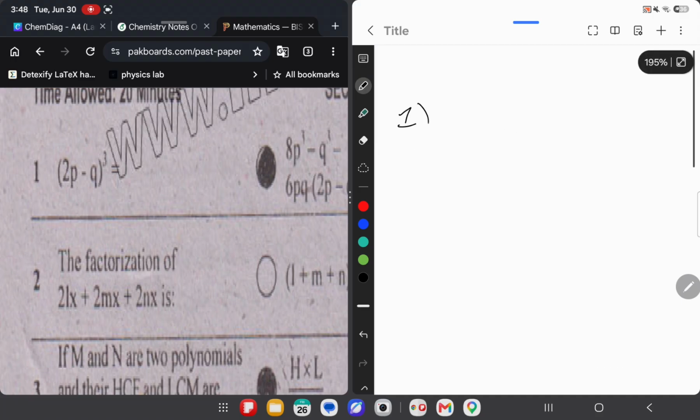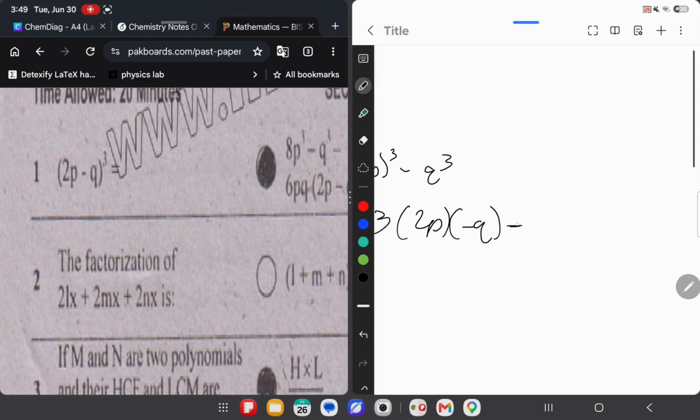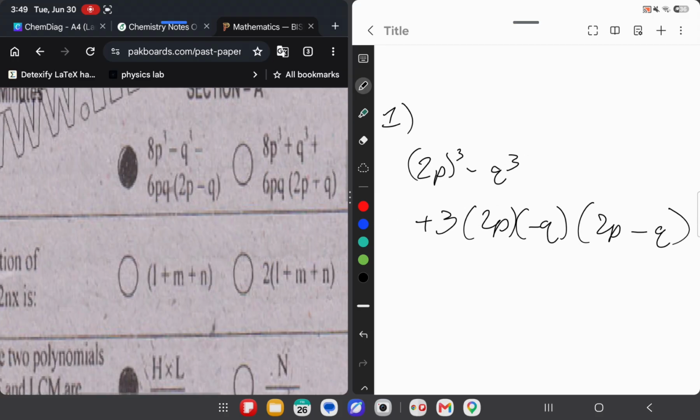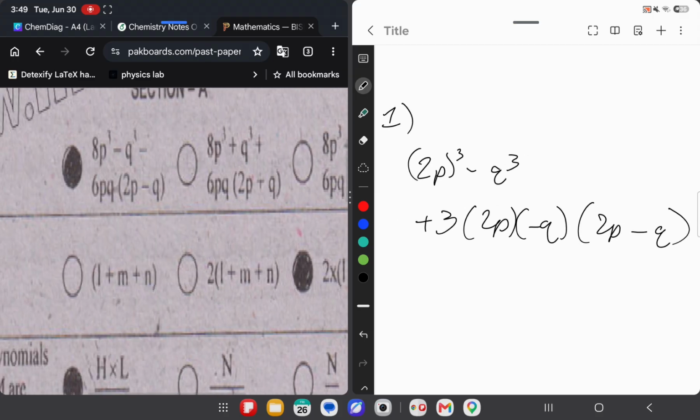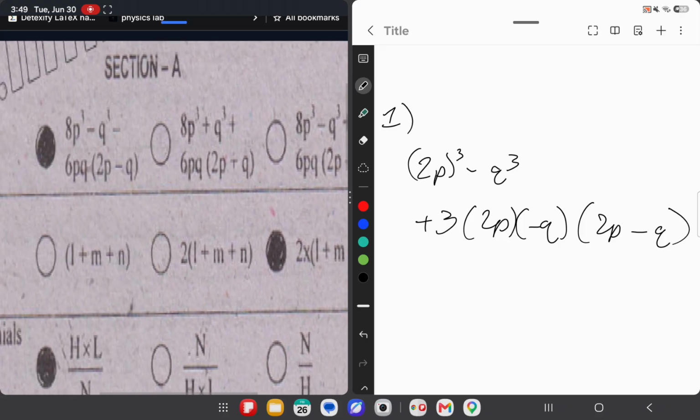So for the first one, if we expand this, we get (2p) cubed minus q cubed plus 3 times 2p times negative q times (2p minus q) to get this term, and we get these two. Expansion of this, we get 8p cubed. Now 2 choices are wrong. Choice 2 and choice 4 are wrong.